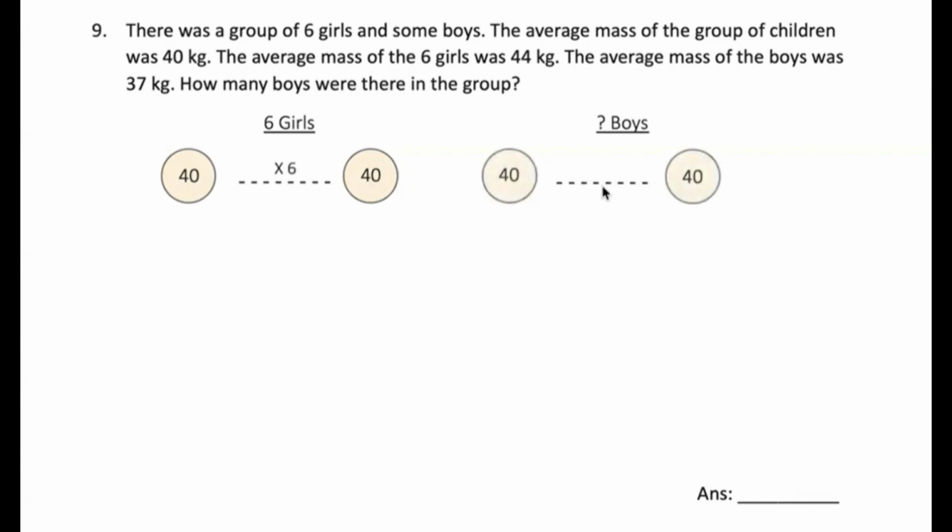Boys, okay. You do not know the number of boys, so you put a question mark. Now, this is the average. So every circle represents a child, okay? So 1 circle represents a child.